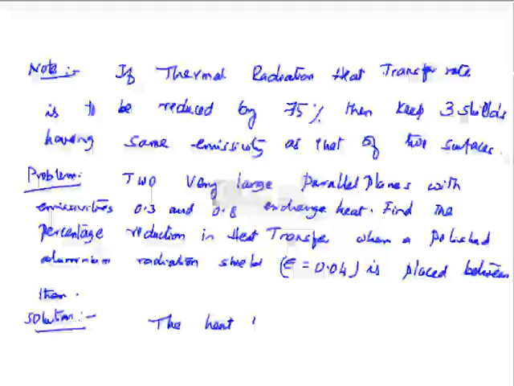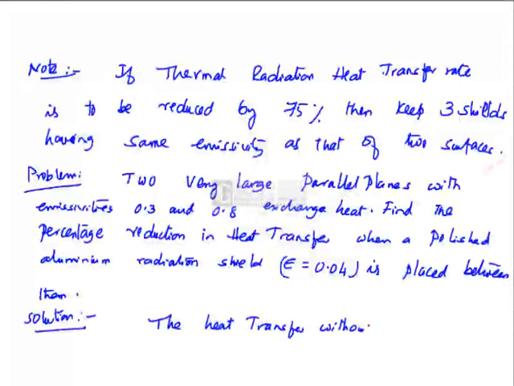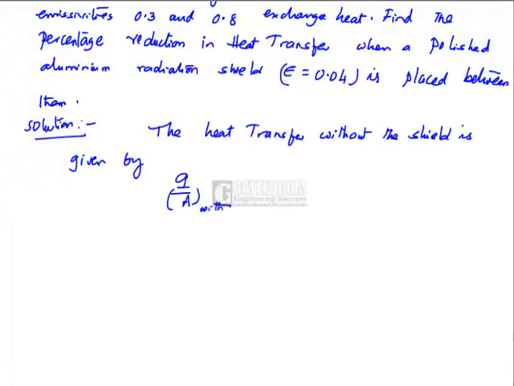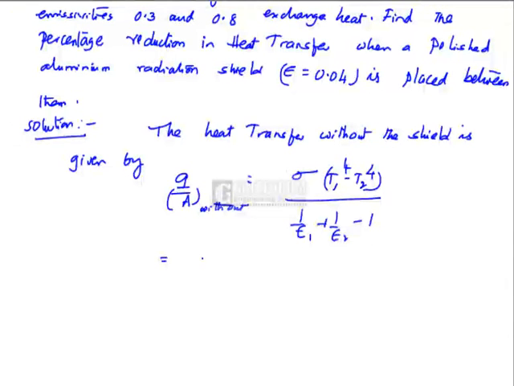The heat transfer without the shield is given by Q by A without shield equals sigma (T1 to the power 4 minus T2 to the power 4) divided by (1 by epsilon 1 plus 1 by epsilon 2 minus 1). This results in 0.279 sigma (T1 to the power 4 minus T2 to the power 4).